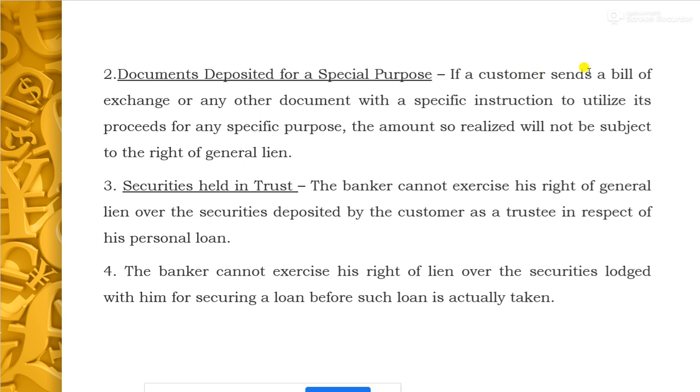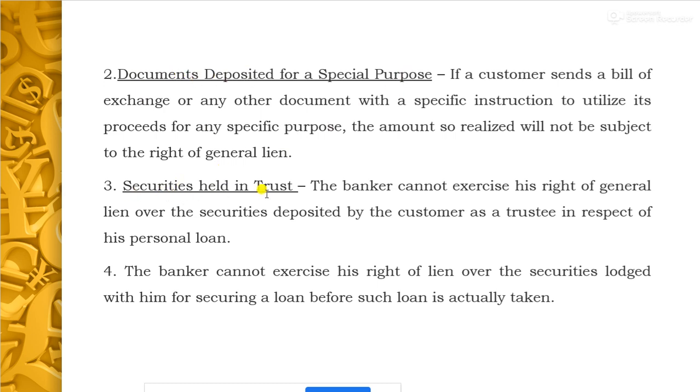So, if a customer sends a bill of exchange or any other document with a specific instruction to utilize its proceeds for any specific purpose, the amount so realized will not be subject to the right of general lien. So in case the document or the amount is given to the banker by the customer for a specific purpose or with a specific instruction, then this cannot be used by the banker for exercising his right of lien. So that is the second exception, that is documents deposited for a specific purpose.